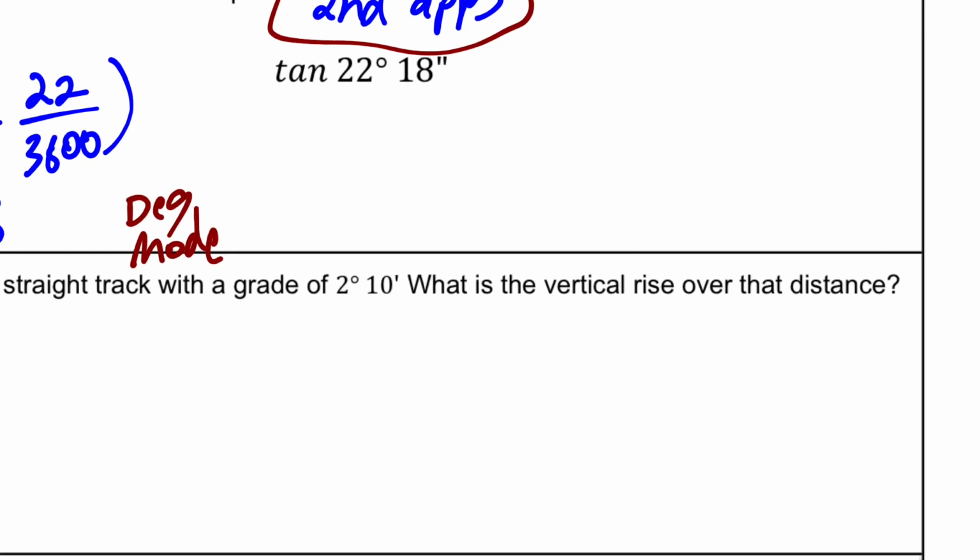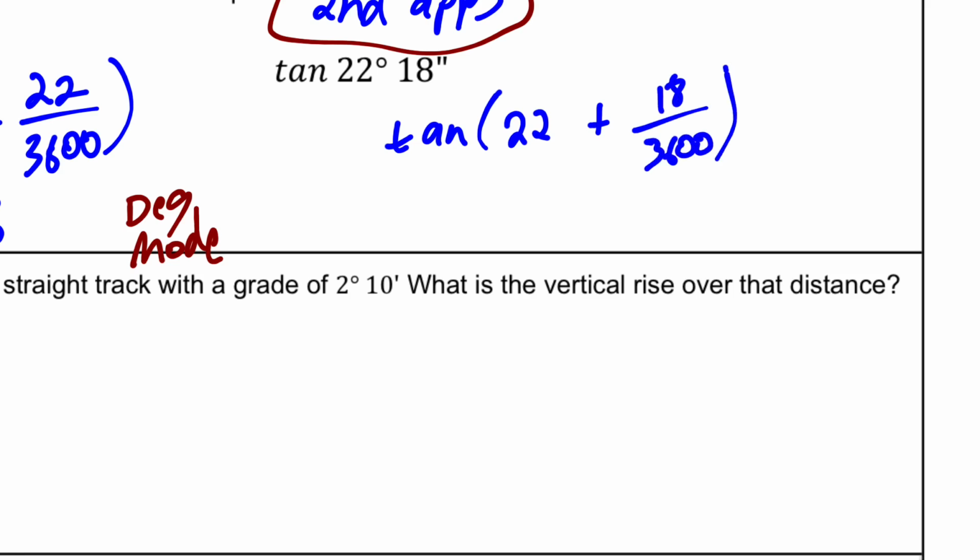For this next part, we're going to take the tangent of 22 plus 18 over 3600 because it has the double apostrophe. And you get 0.4041.